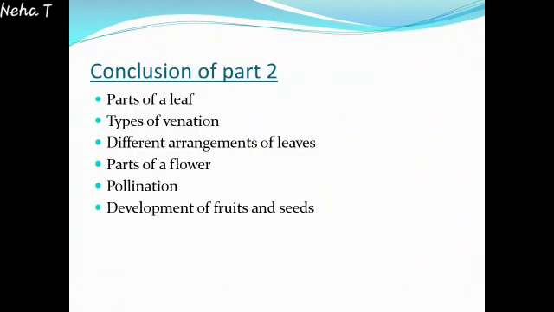So students, in this session we have seen parts of a leaf, types of venation, different arrangements of leaves, parts of a flower, pollination and development of fruits and seeds. In the next session we are going to start with chapter 1.